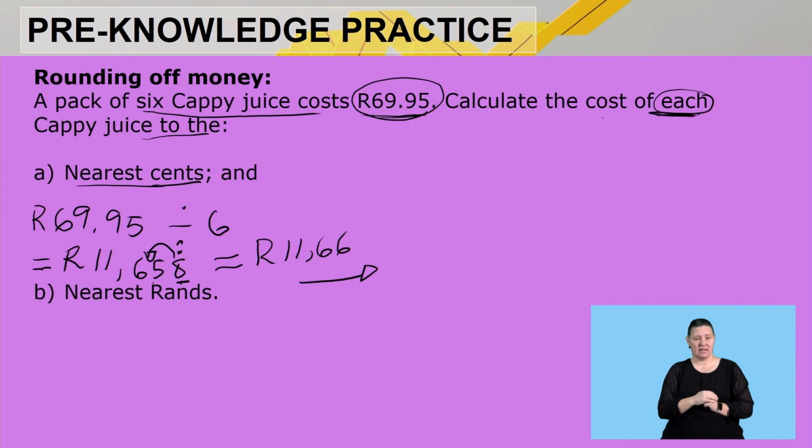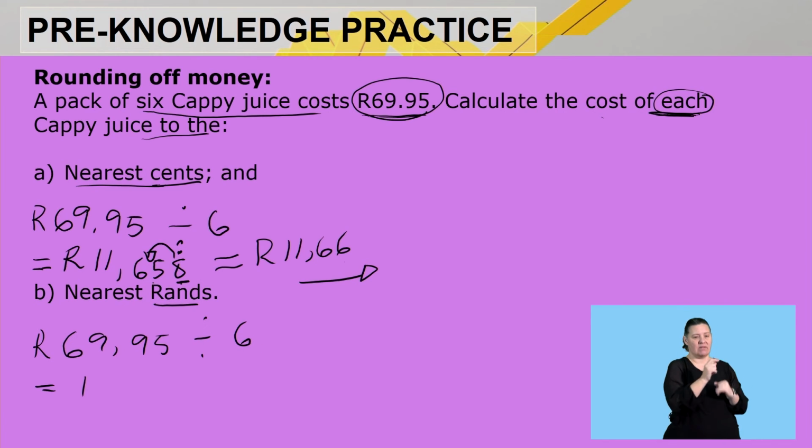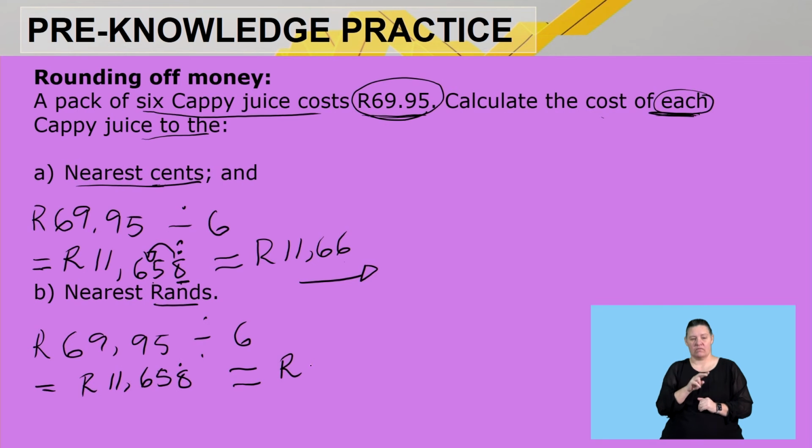Then looking at number B, it says rounded off to the nearest rands. We are going to use the same procedure, which is 69 rand 95 divided by 6. It gives us 11 rand 65 and an 8 recurring. Rounding it off to the nearest rands, we are going to have 12 rand, meaning each can will cost 12 rand, because the number after the comma is a 6 and it's above 5. So we just round it off to the nearest whole number.